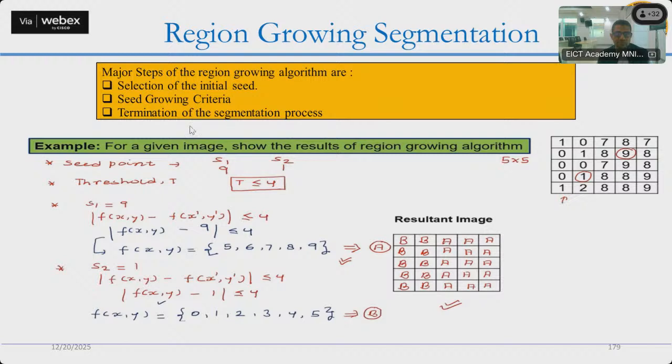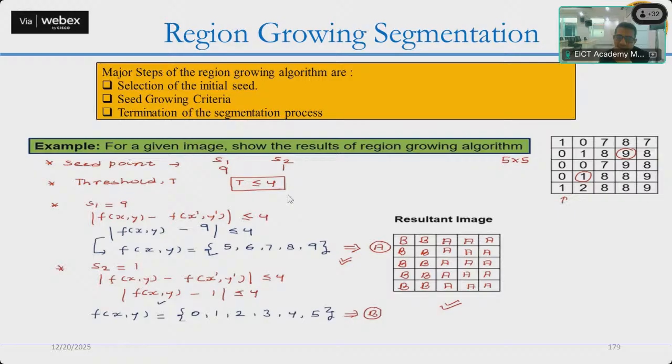So how do we do it here? First, we select the seed points S1 and S2. S1 value is 9 and S2 value is 1. The seed points that you have taken, you have selected randomly. Then in between, we take out the threshold.